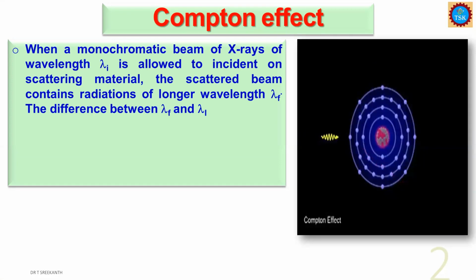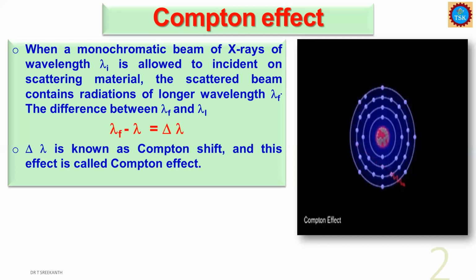When a monochromatic beam of X-rays of wavelength lambda i is allowed to be incident on a scattering material, the scattered beam contains radiation of longer wavelength lambda f. The difference between lambda f and lambda i is called delta lambda. This delta lambda is known as Compton shift, and this effect is called Compton effect.